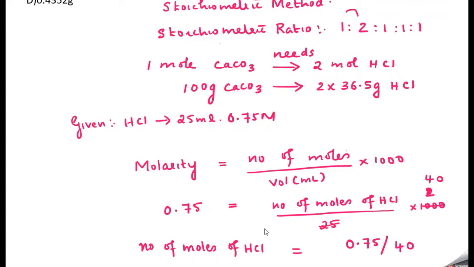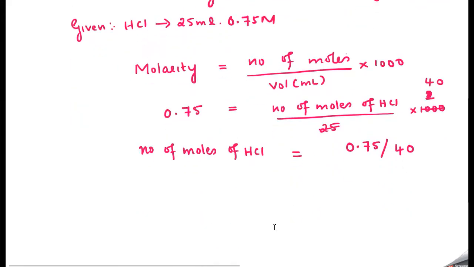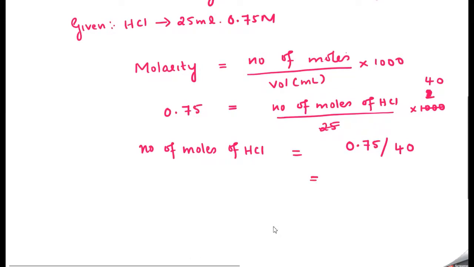So we need to find out this value. 0.75 divided by 40 will come around, let me scroll, this value is around 0.01875. This is the exact value. So this much number of moles are there, correct?